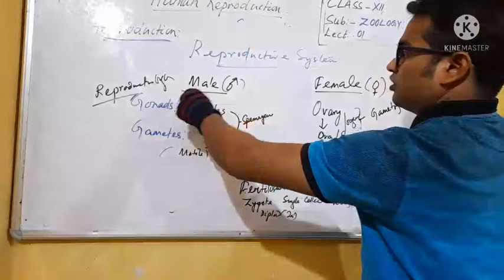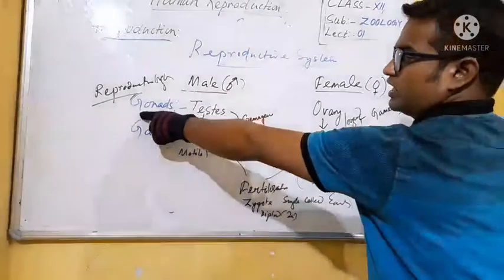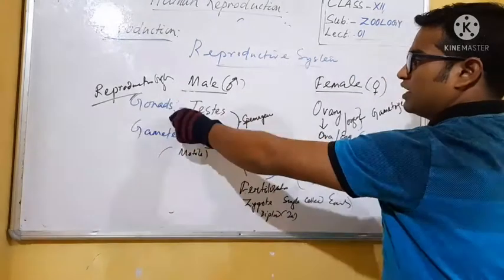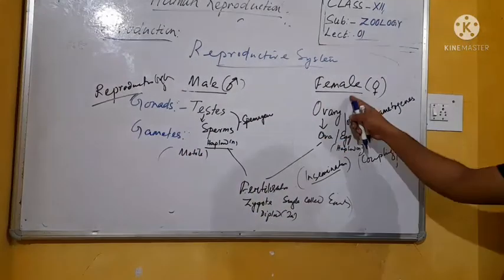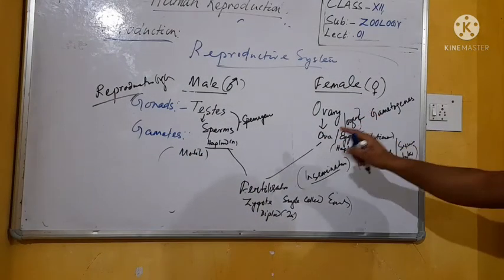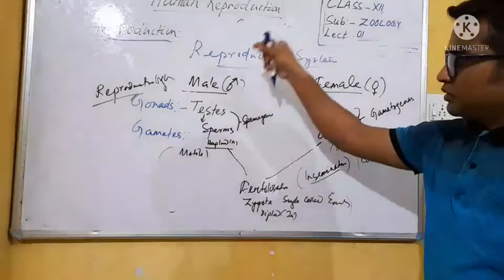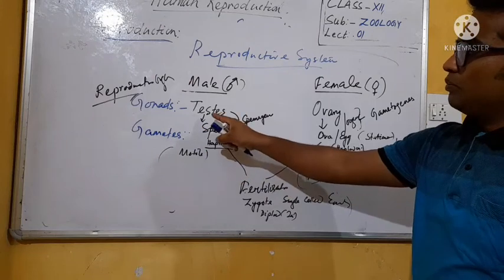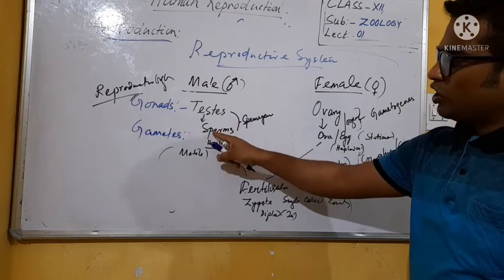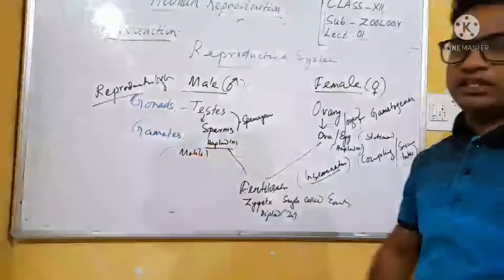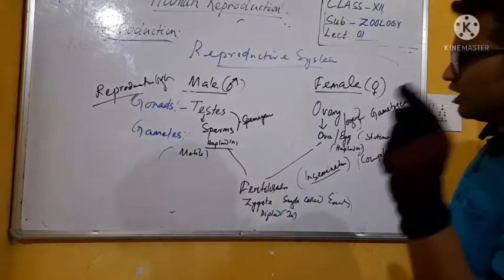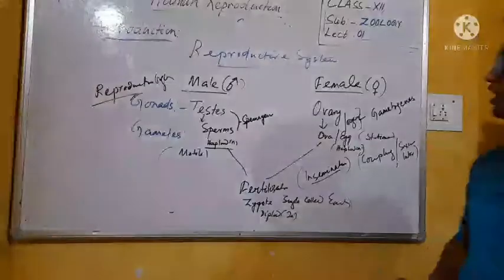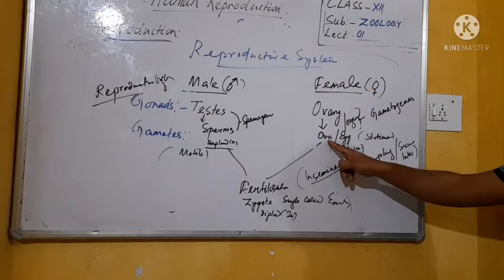Reproductive organs of male, or female, are termed as gonads. The male gonad is testis, whereas female gonad is ovary. Testis produces sperms or sex cells. The male sex cell is known as sperm, that is also known as gametes. Sex cells are known as gametes. You can say the male gamete is sperm, whereas female gamete is ova.